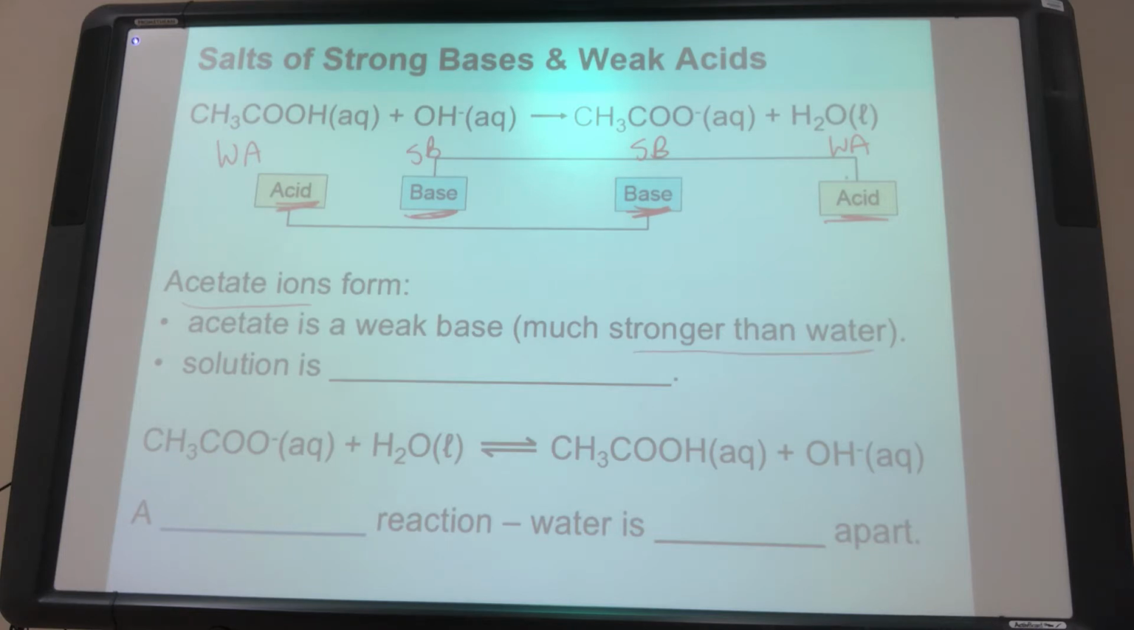I'm doing a comparison. What I'm trying to figure out is whether it's going to be more basic or acidic. So I have to figure out which of the products is stronger. Water is neutral, and if the acetate is basic at all, then it's going to be stronger than water. So that means my solution is basic, and so my pH is going to be greater than 7. Okay? That's all you have to know. So here's kind of your hint.